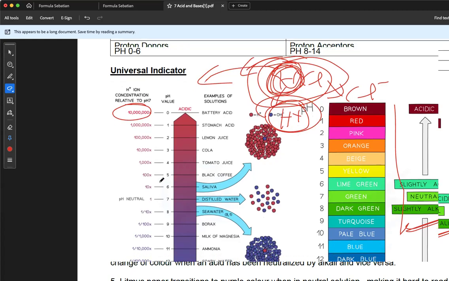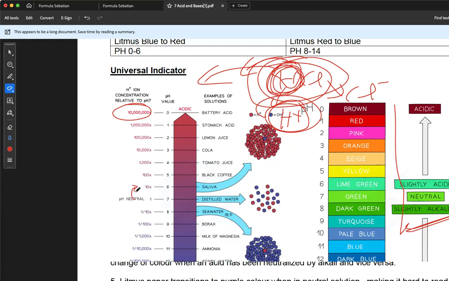And you can use this graph as an example. Every time the pH jumps one unit, it will be a multiple of 10: multiply by 10, multiply by 10, multiply by 10. And this side will be divide by 10, divide by 10, divide by 10.